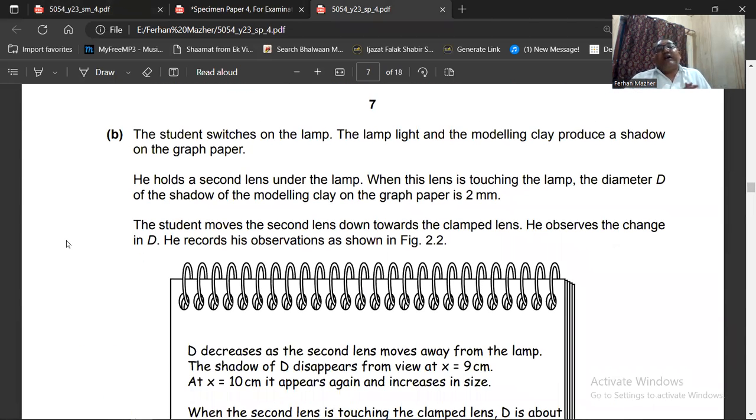The student switches on the lamp. The lamp light and the modeling clay produce a shadow on the graph paper. He holds a second lens under the lamp. When this lens is touching the lamp, the diameter D of the shadow of the modeling clay on the graph paper is 2 millimeter. The student moves the second lens down towards the clamped lens. He observes the change in the diameter of that shadow. He records his observations as shown in figure 2.2.